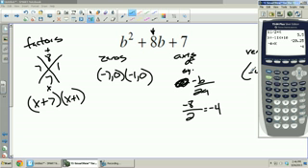X squared. Oops. Let's see. X squared. Why do I keep hitting that? Try it one more time. I can't hardly see that. There we go. X squared plus 8x plus 7. Hit enter. It tells me the y is negative 9. So my vertex is at negative 4, negative 9.